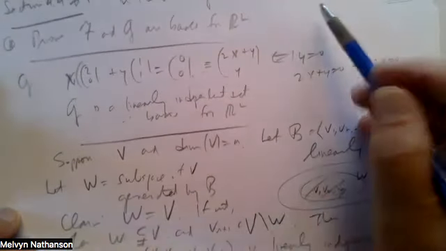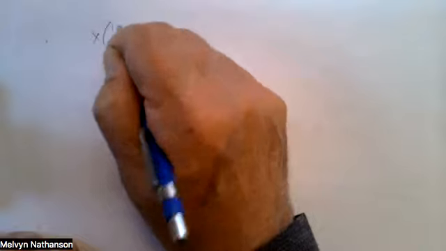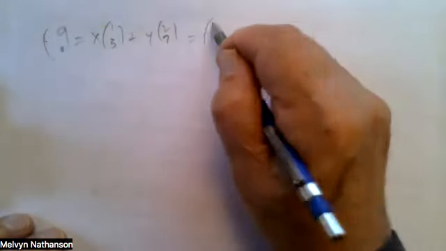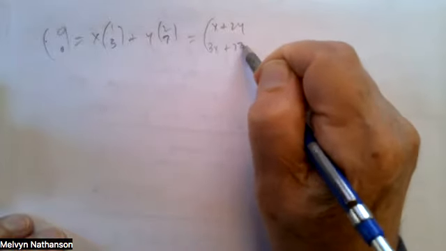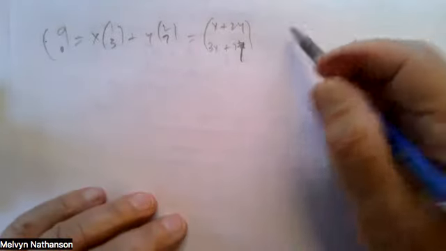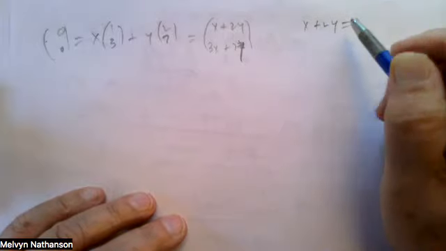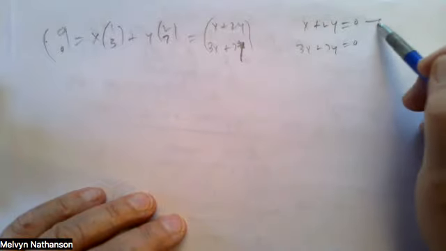So let's look at the second set, (1, 3) and (2, 7). So suppose x times (1, 3) plus y times (2, 7) is the 0 vector. This is (x plus 2y, 3x plus 7y). So x and y satisfy the equations x plus 2y equals 0, 3x plus 7y equals 0.